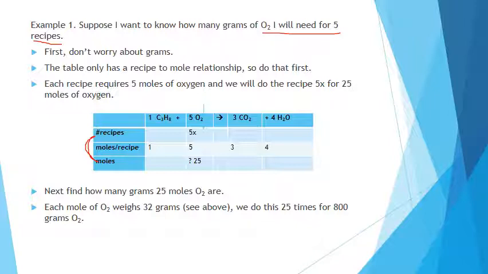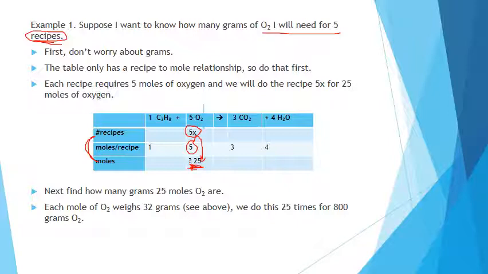So what we have to worry about is that, first of all, we're given 5 recipes. So we can't worry about grams. Given grams, I can figure out moles, and once I figure out moles, I can figure out grams using molar mass. So I put the 5x here, so I can do it 5 times. Every time I do it, I need 5, and so that's going to be 5 times 5, or 25 moles of oxygen.